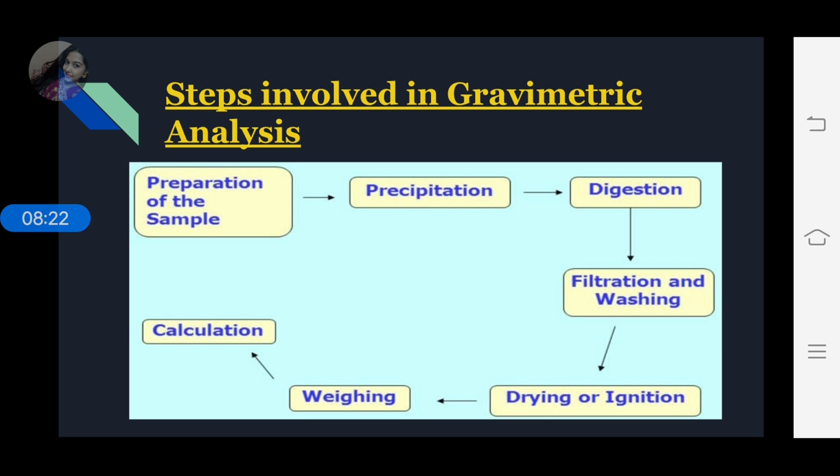The precipitation technique also has many principles involved, which we are going to see in the further videos. Then next we are going to carry out digestion, then filtration and washing. Then drying and ignition. Then you will weigh, or find out the weight of, the compound you are having. And lastly, you would do the calculations.